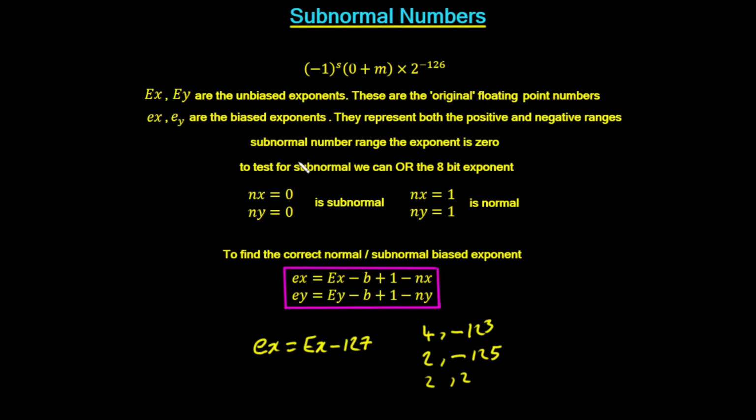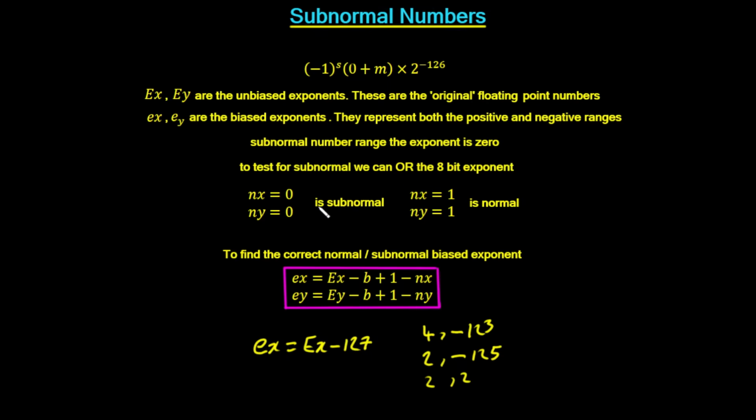We said that we can tell if we have a subnormal range because all of the exponent values are zero. So what we can do is a logical OR of each of the 8 bits, and if that logical OR comes out as a zero, then we know that we have a subnormal number. If the logical OR comes out with a value of 1, then we know we've got a normal number.